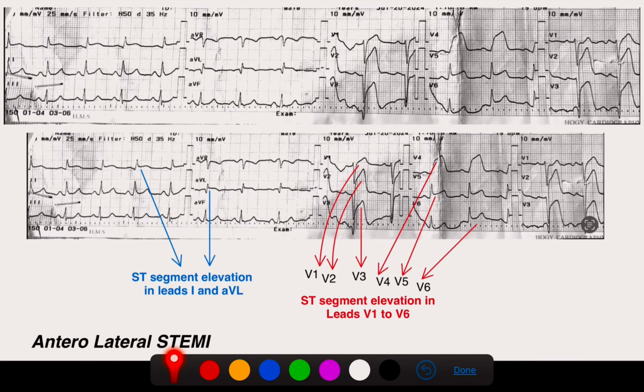Example number 3. In this case, there are ST segment elevations from lead V1 to V6. There are ST segment elevations in lead 1 and AVL, but there are no reciprocal ST segment depressions in lead 2, 3 and AVF. So this is anterolateral STEMI, but without a reciprocal changes in inferior leads.